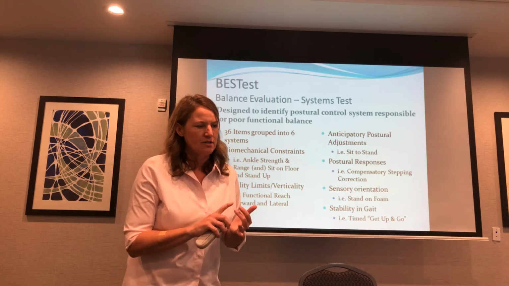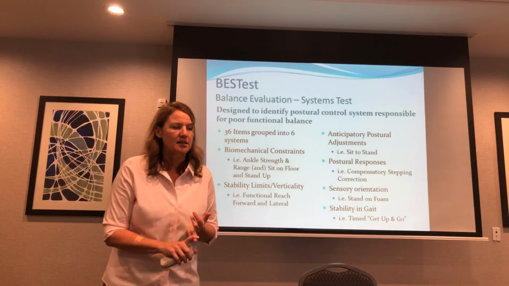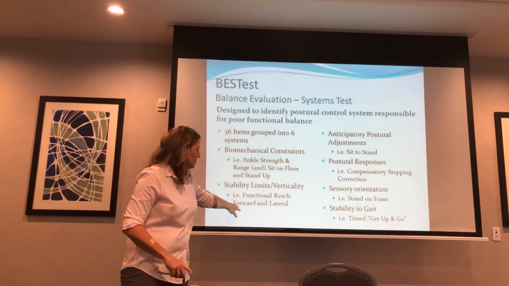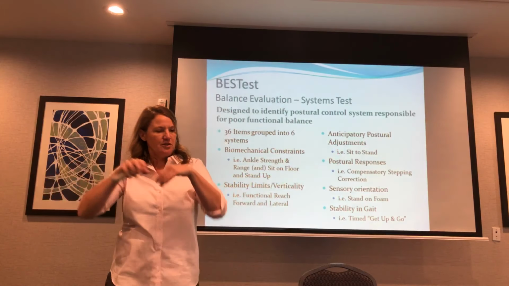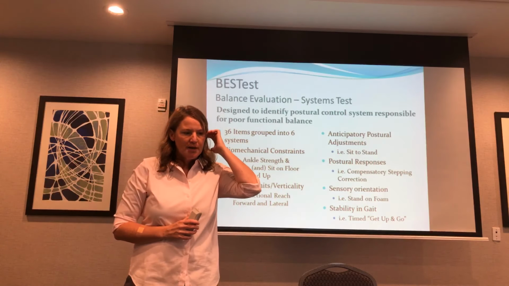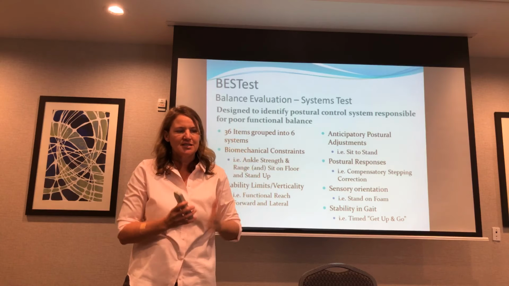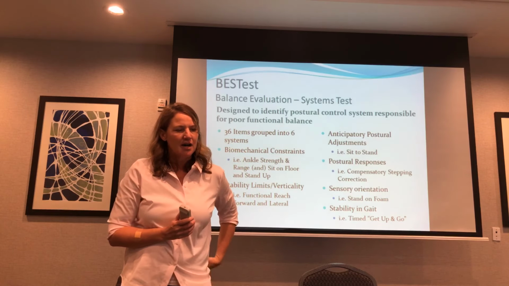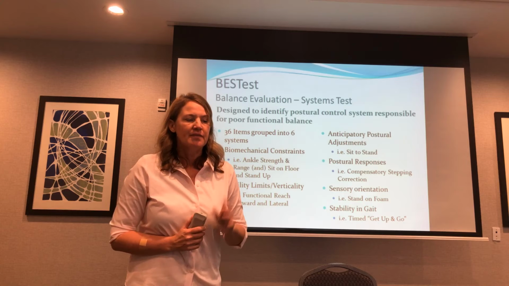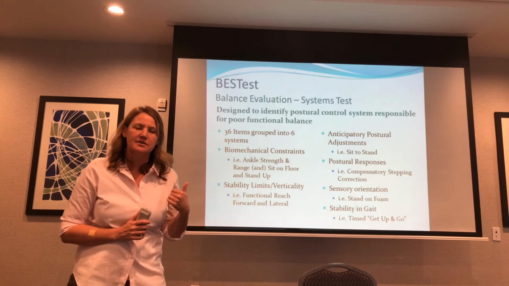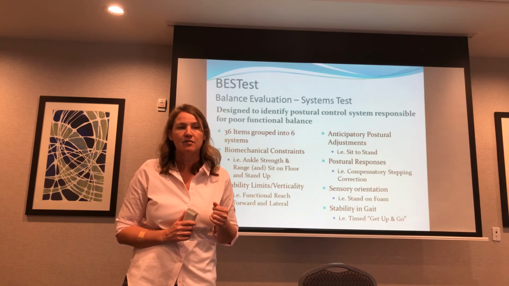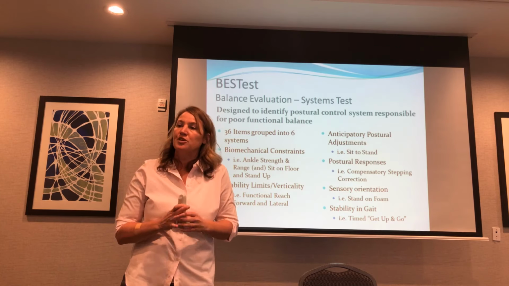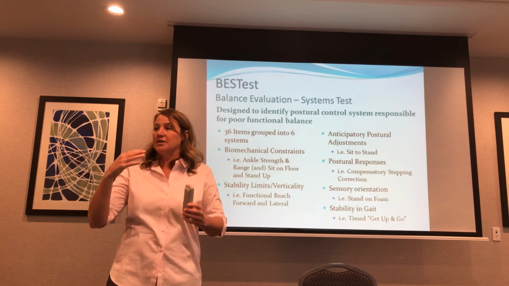So: biomechanical constraints, and stability limits to verticality, which is the functional reach forward, lateral, and posterior. Anticipatory postural adjustments, for example looking at their sit to stand. Postural responses. This is what I really like about this test: it uses compensatory stepping correction instead of, like, the Kinetic, where it uses the sternal nudge.